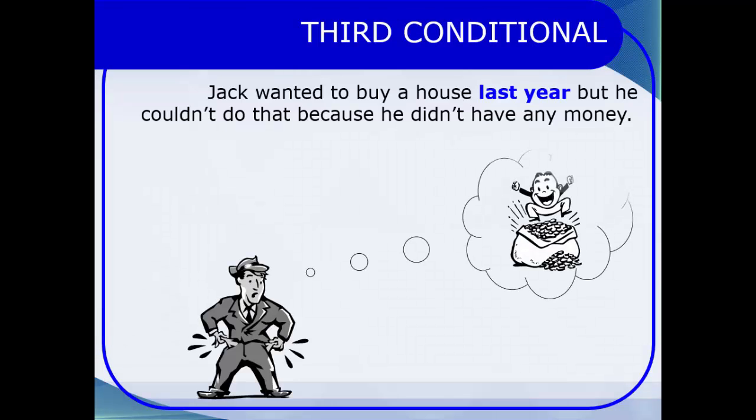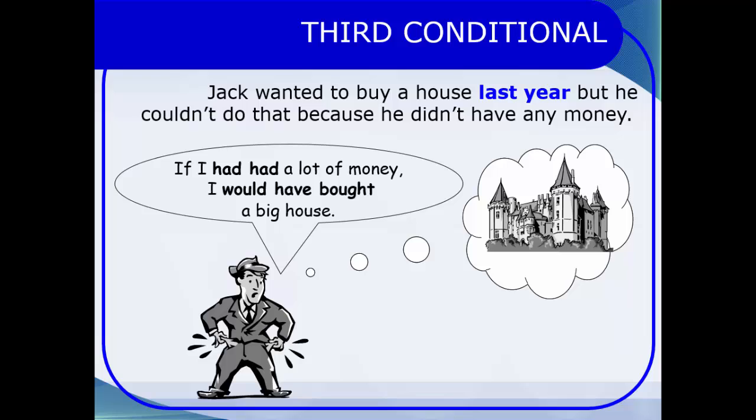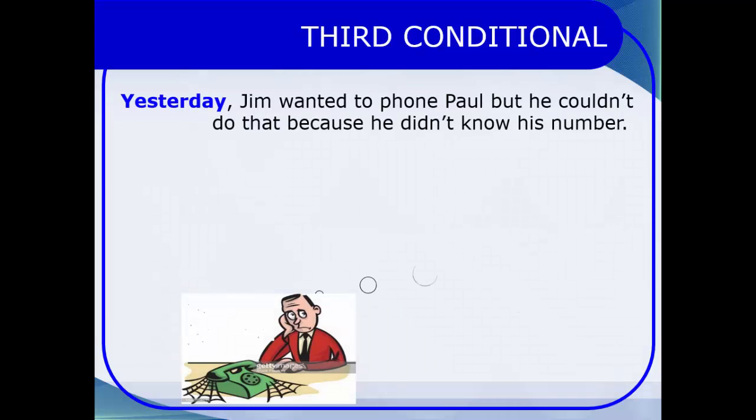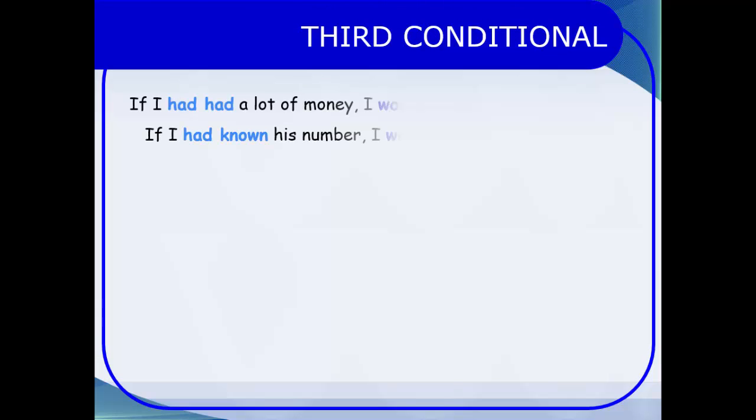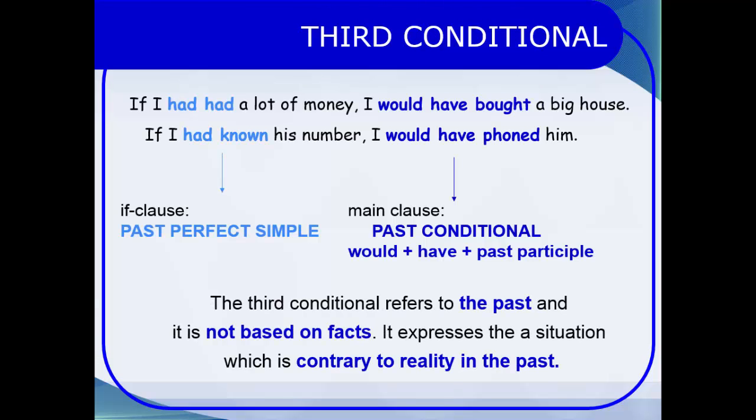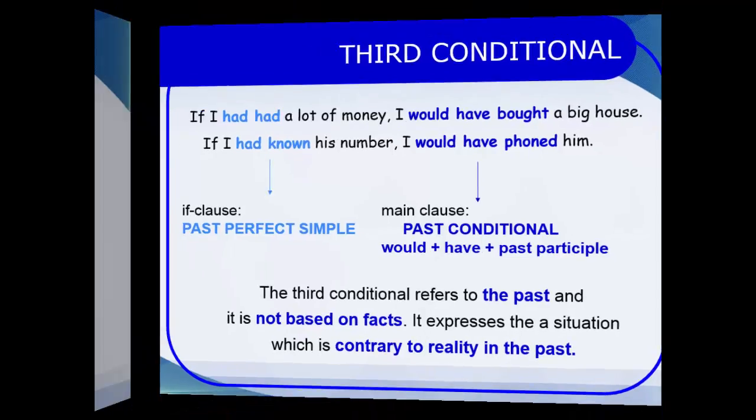Now let's move to the third conditional. This one is formed by adding if at the beginning, then the first clause will be in the past perfect and the second one will be formed by adding would have plus the past participle, or the third form of the verb. The third conditional refers to the past, and it's not based on facts. It expresses a situation which is contrary to reality in the past.